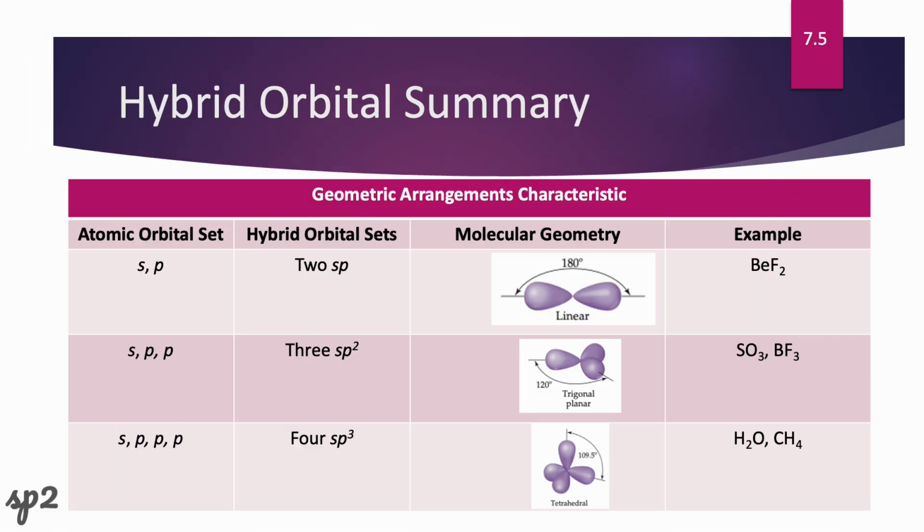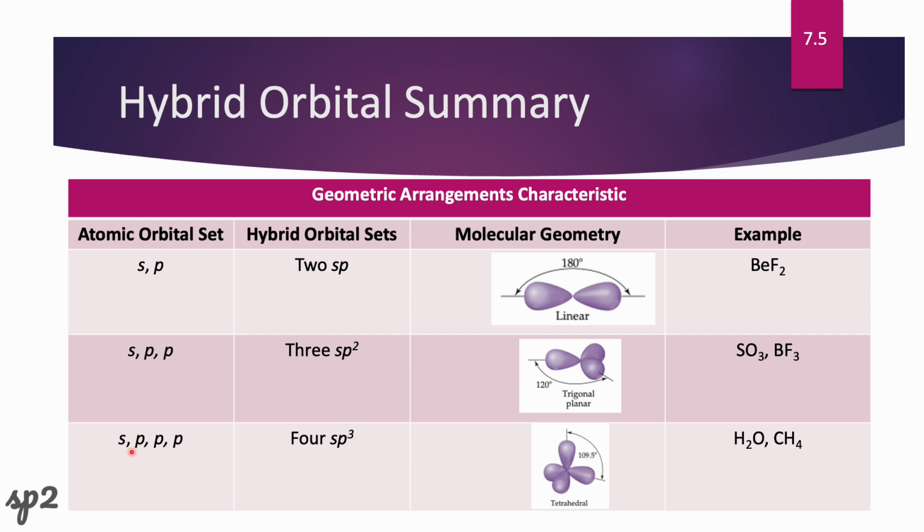Looking at this nice table, you've got everything summarized. We have the sp, that's our atomic orbital set, which is going to give us two sp hybrid orbitals, and that's how we get the linear geometry. The example is something like BeF2. The other one is where we have s, p, and p, which is the sp2. That is going to give us three sp2 hybrid orbitals. The geometry would be trigonal planar, something like SO3 or BF3.